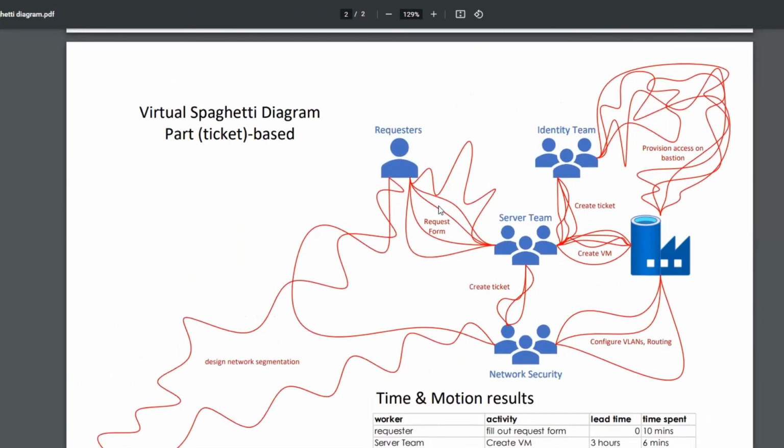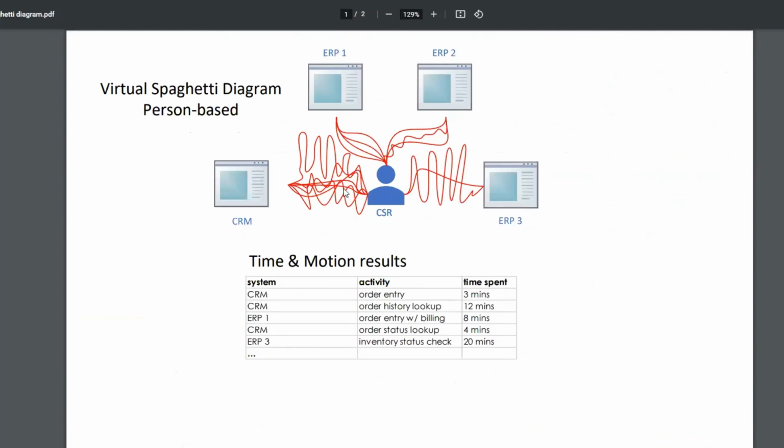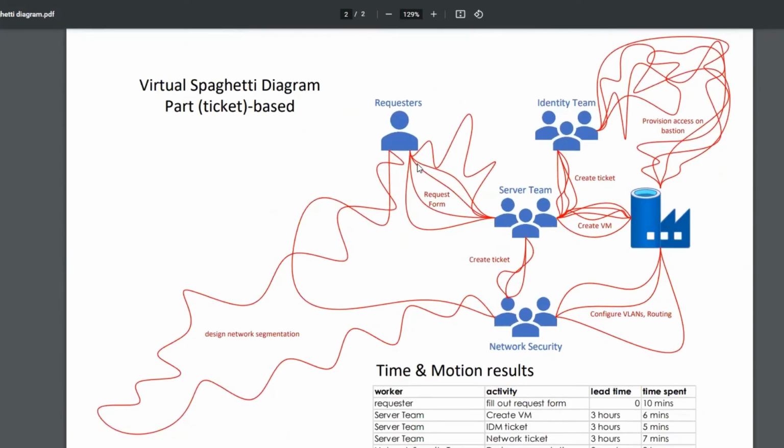Maybe someone's requesting a server, and the flows go from team to team. Maybe things happen. Very similar time and motion studies, where in the earlier one you're following someone's path to different systems. In this one the people are static and you're following the part, right? Or in this case, it's a virtual part. It's a ticket that gets worked on by different people as it flows through this factory of ideas, this knowledge work.